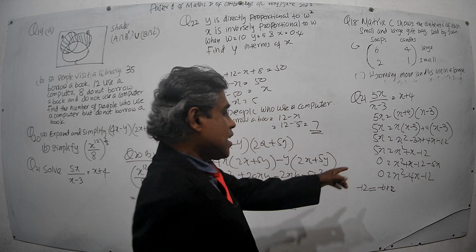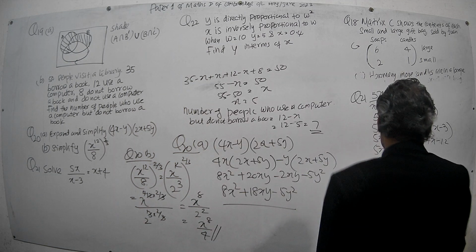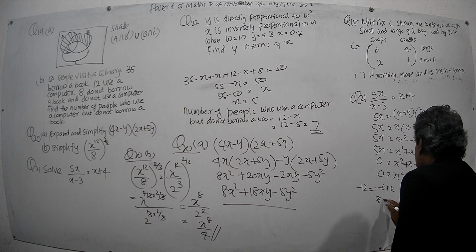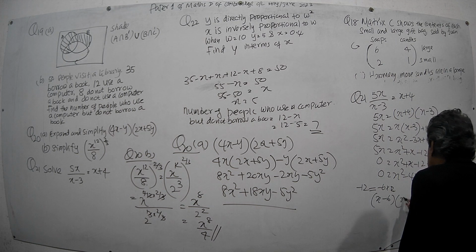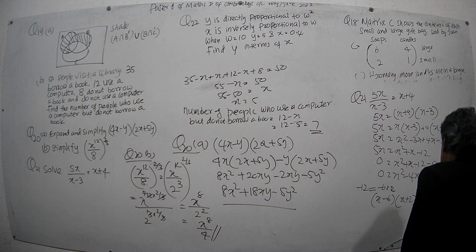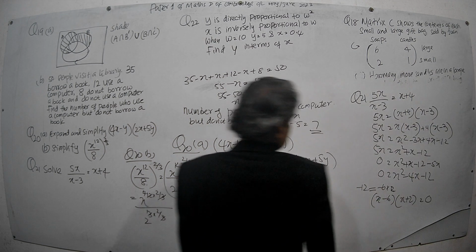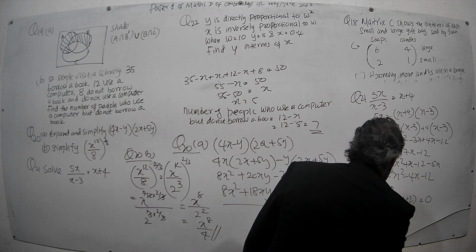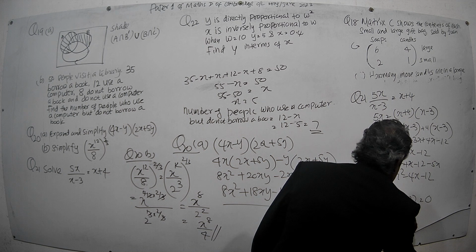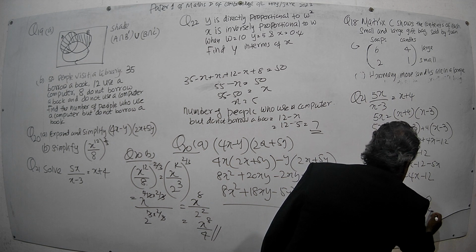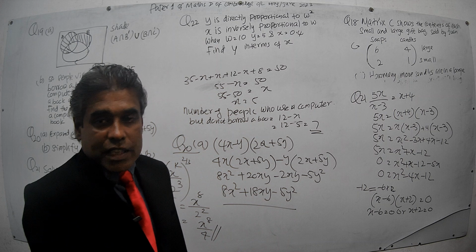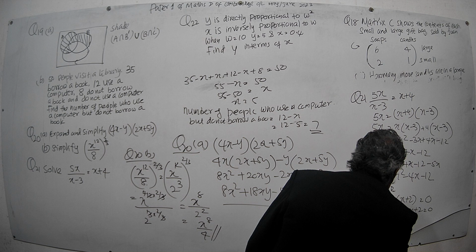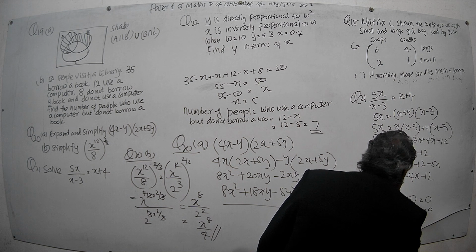Then straight away you can write the factors like this. One factor is x minus 6, the other one is x plus 2, and this equals 0. Now you equate each factor to 0. Then x minus 6 equals 0 or x plus 2 equals 0. Now you make x the subject. Then x equals 6 or x equals minus 2.